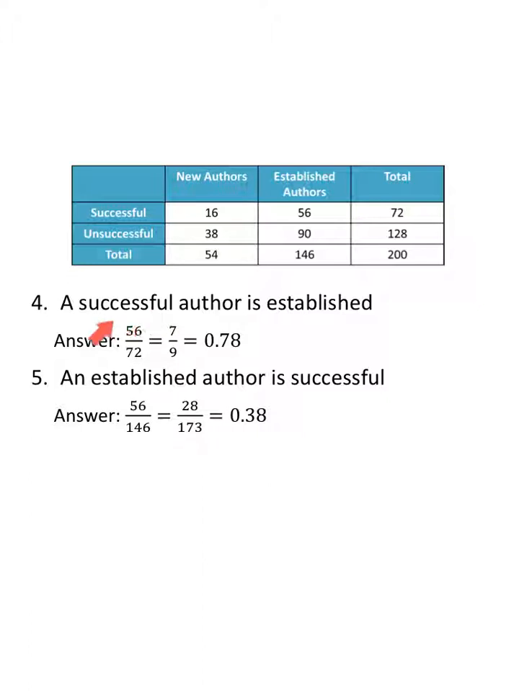Let's only look at successful authors. Alright, successful authors, I'm only considering my top row. There's a total of 72 successful authors. Out of these successful authors, which ones do I care about? Let's make successful authors all I care about, and we want specifically established. That's right there. And that's how we get our 56 out of 72.